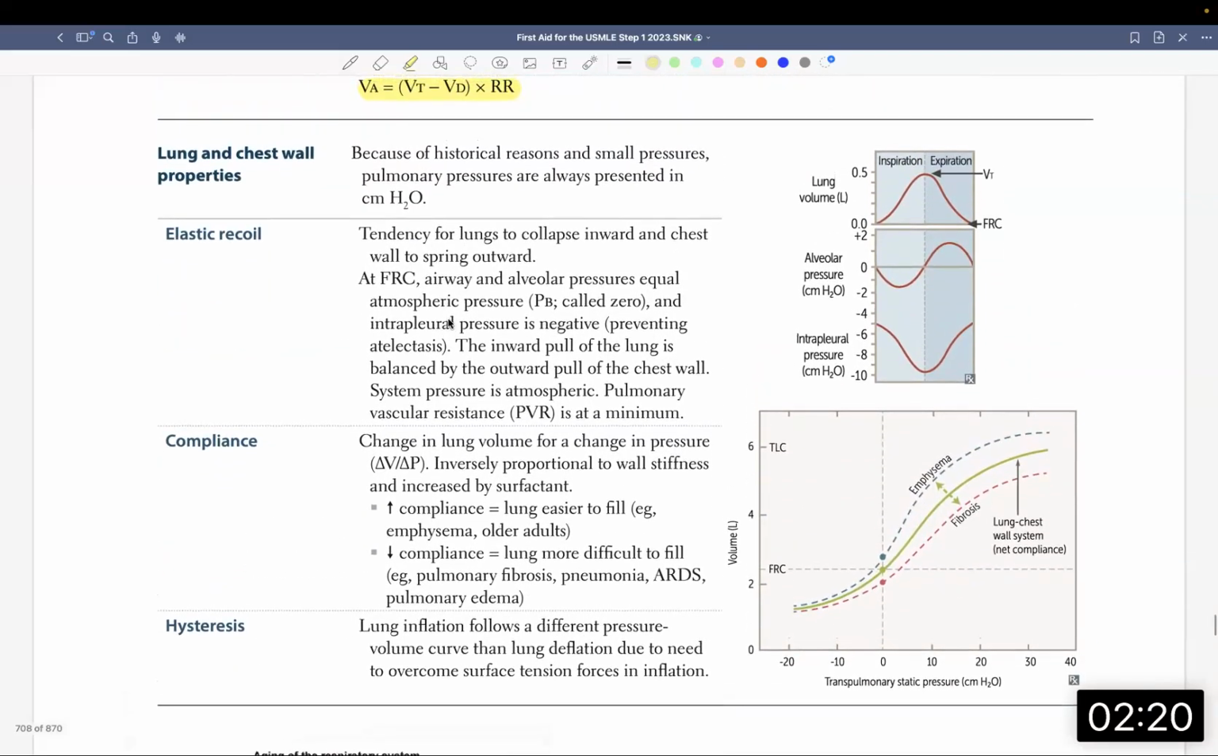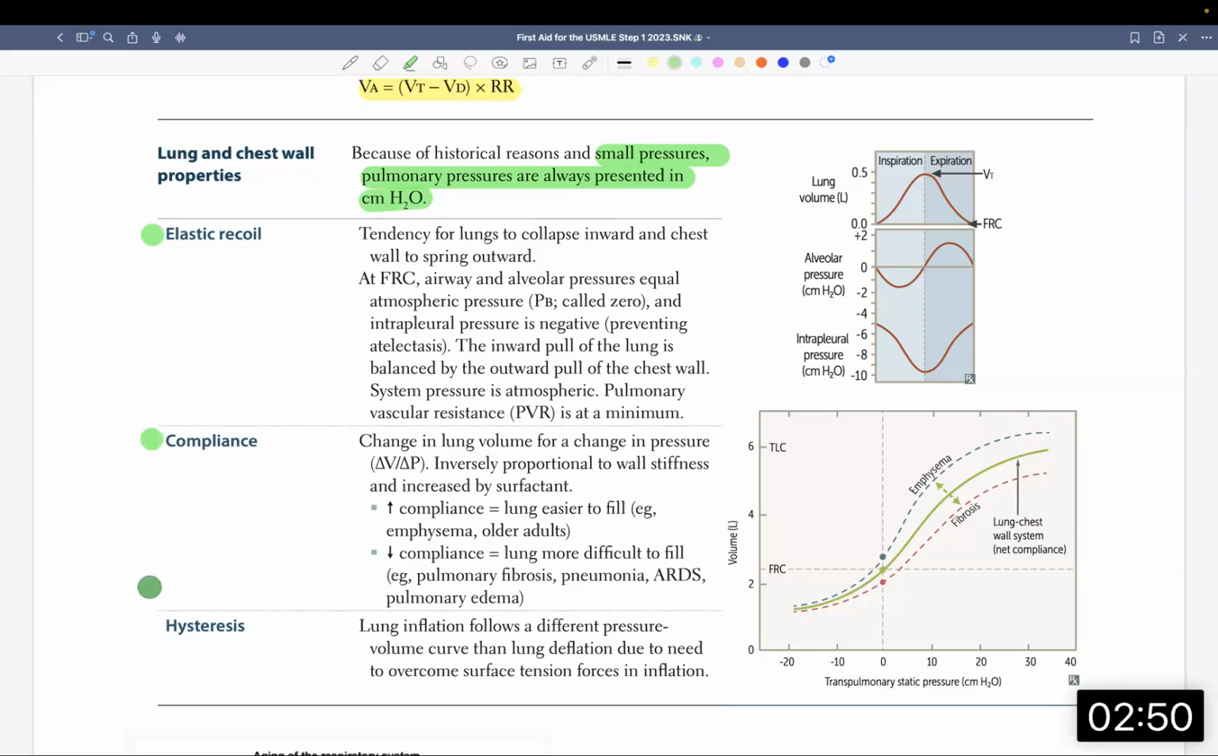Because of historical reasons and small pressures, pulmonary pressures are always measured in centimeters of water. Historical reasons, meaning they've been doing it, so they left it. And small pressures, meaning very small changes. That's why pulmonary pressures are measured in centimeters of water, because it measures tiny changes compared to millimeters of mercury. So what are the lung and chest wall properties?